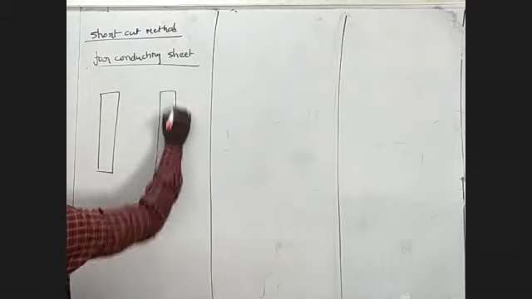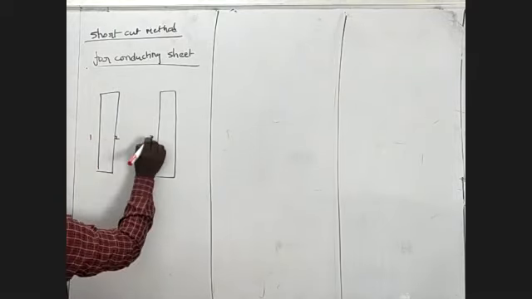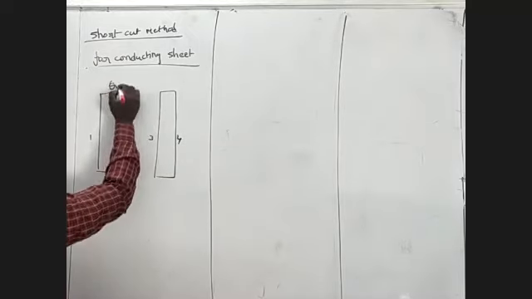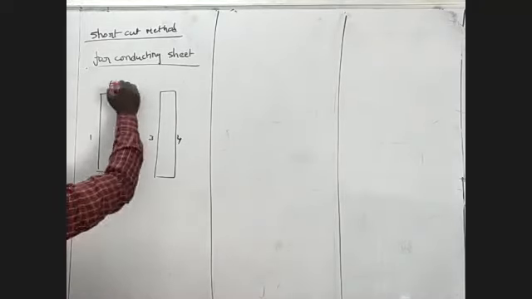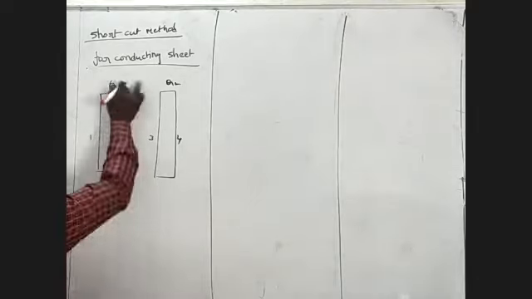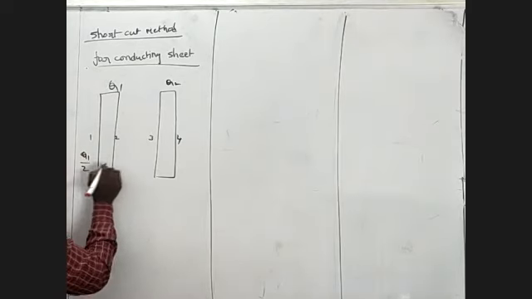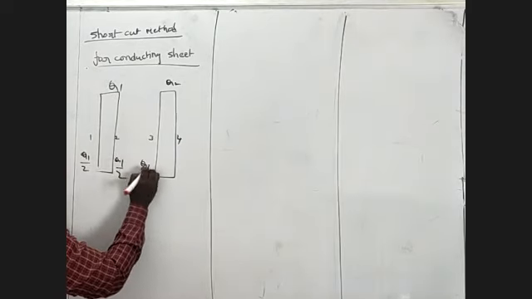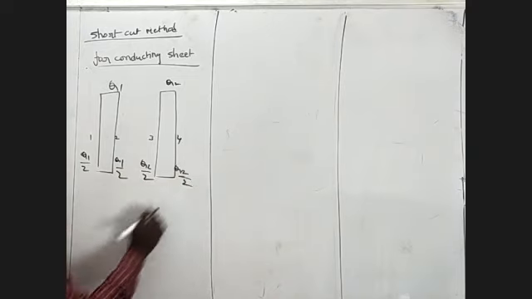This is another plate, with regions 1, 2, 3, 4. This is a positive charge. This is Q1, this is Q2. Now, can we find this? It is very simple. We are going to write Q1 by 2 and Q2 by 2.